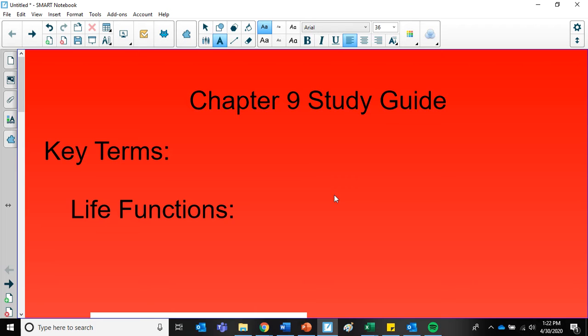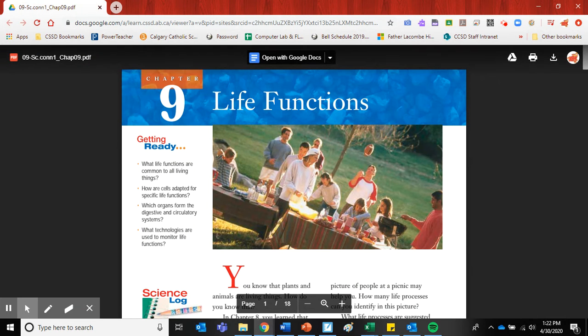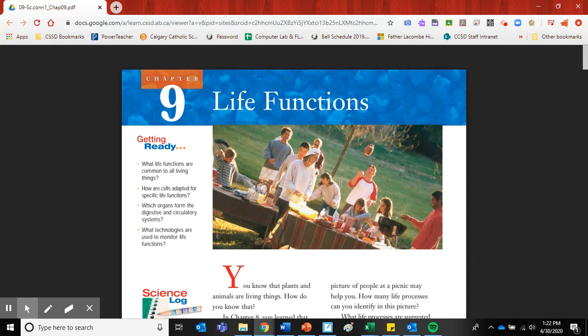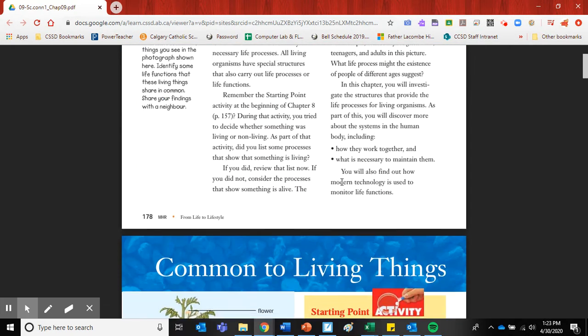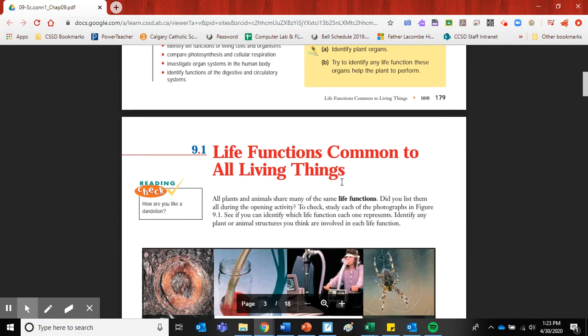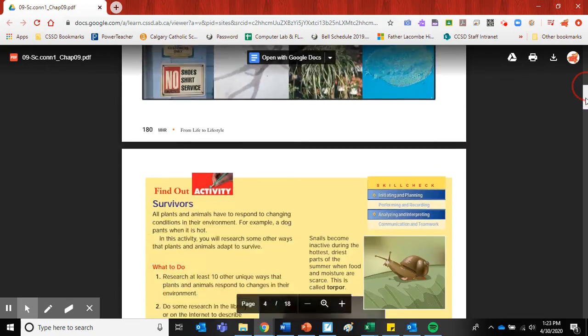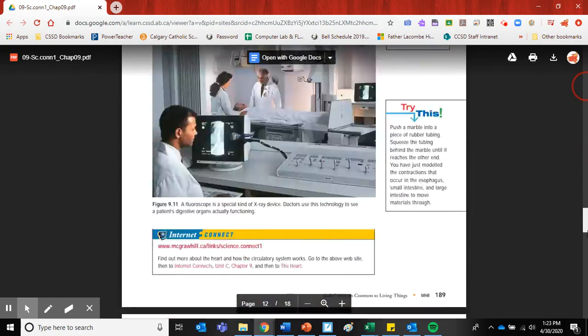However, first things first, take a look at our textbook and how and where we need to study and how to focus ourselves. So we jump to our textbook. Here we see right away, Chapter 9, Life Functions. This one, just like Chapter 8, has quite a lot of terms and definitions. As we scroll through it, you'll see there's lots of different things about plants and how living things keep alive. So I'm going to scroll all the way down to the bottom.